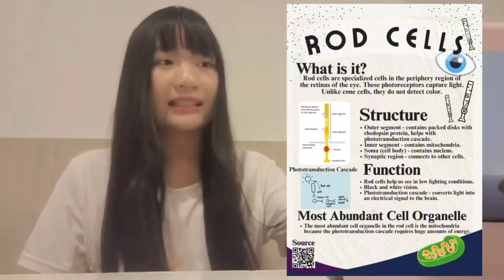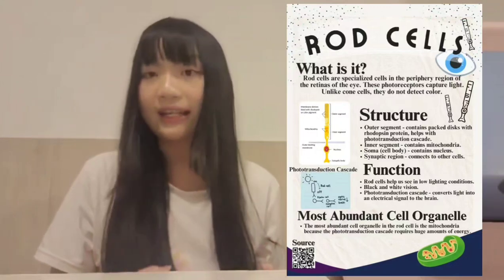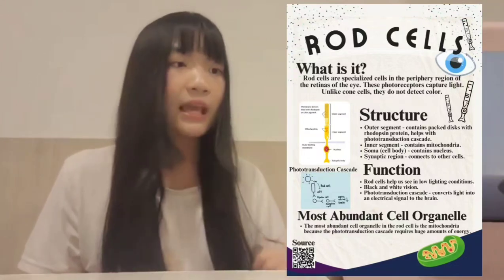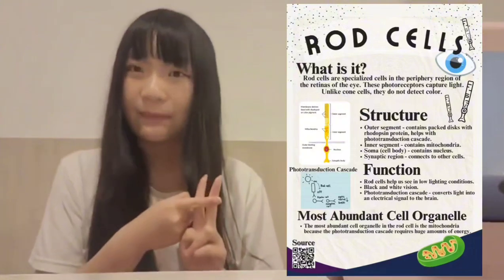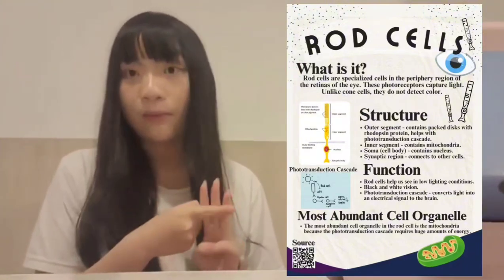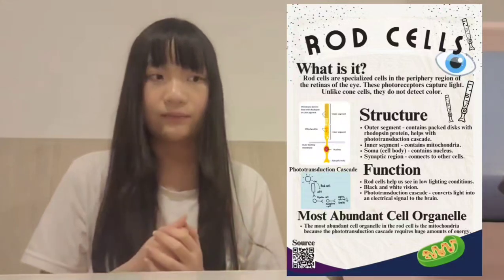Now, as we can see here in the rod cells, that's the structure, and the structure can be divided into 4 main pillars. Firstly, we have the outer segment. Next, we have the inner segment. Then we have the soma, which is the cell body. And lastly, we have the synaptic region.